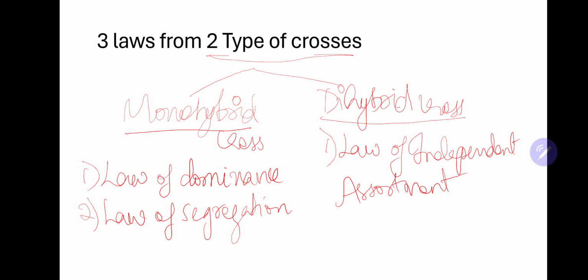So, from the 2 types of crosses, 3 laws were derived by Mendel. Law of dominance and law of segregation were derived from the monohybrid cross, and the law of independent assortment was derived from the dihybrid cross.